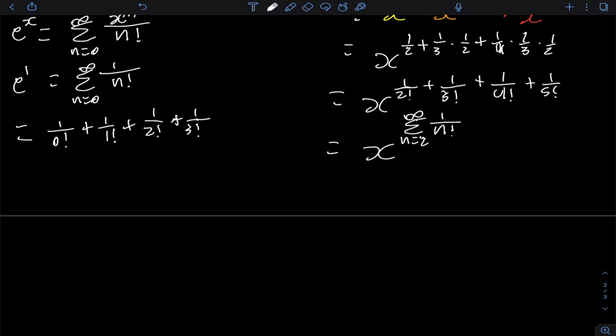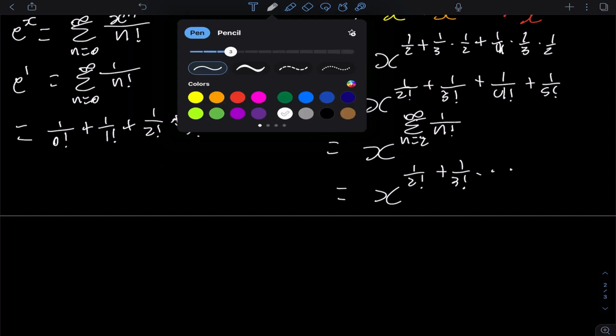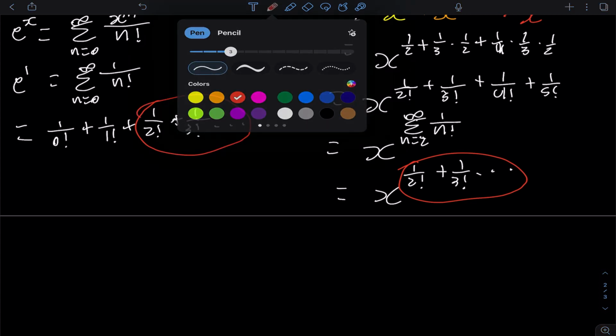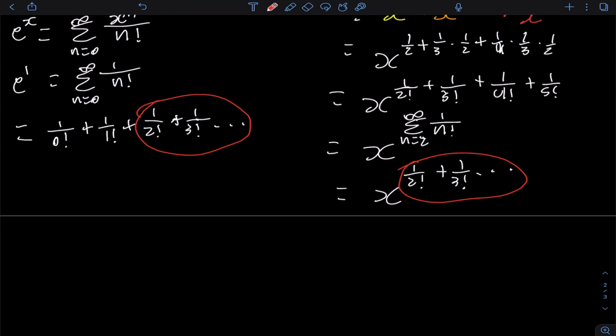And what we see here is that this summation right here corresponds to 1 over 2 factorial plus 1 over 3 factorial dot dot dot, and this is also a dot dot dot. This part right here is exactly what we have here. To get the equivalent expression, all we need to do is subtract these first two terms from our left-hand side, which is e to the first power.